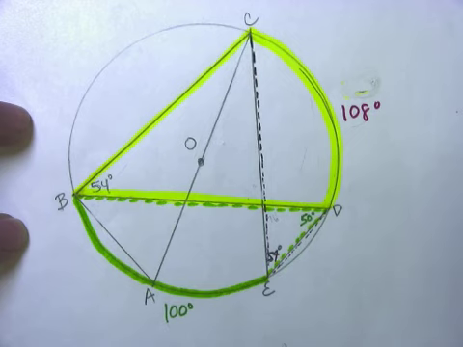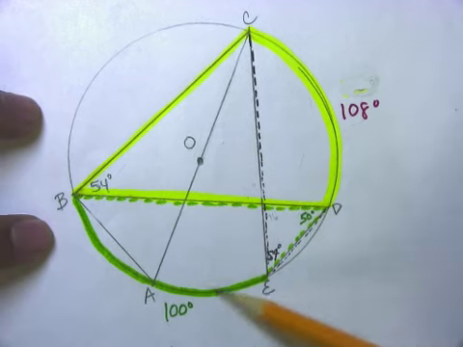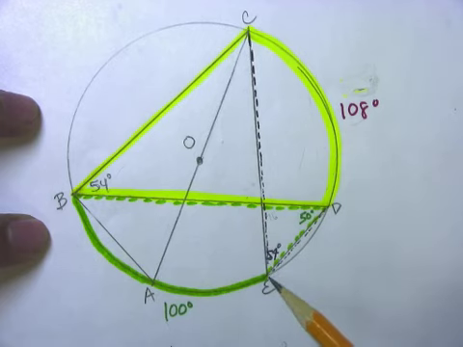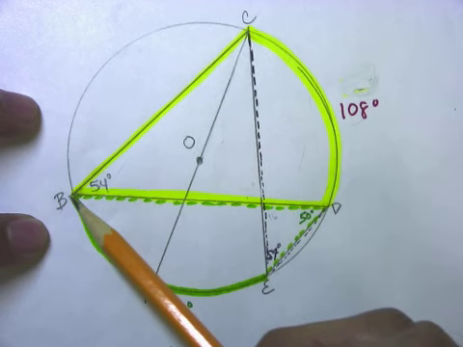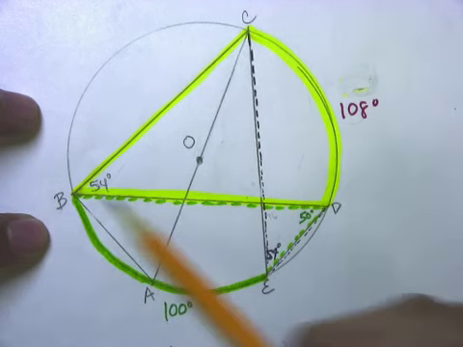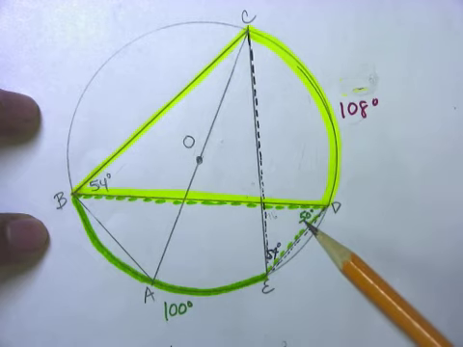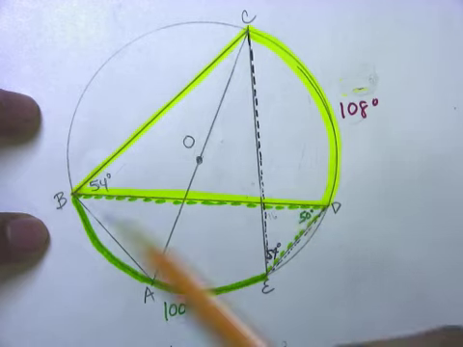Now that we've focused a lot on arc CD, let's move on to arc BE. Arc BE, again, is 100 degrees, and I hope we can see here that it is inscribed with angle EDB, or angle BDE. And if it's 100, then naturally it's going to be half of that.